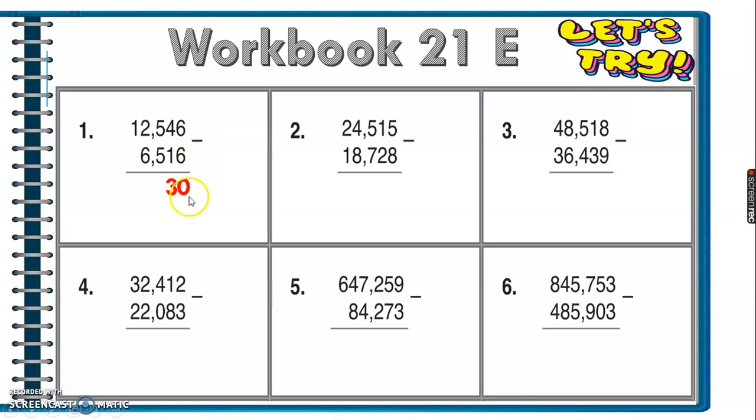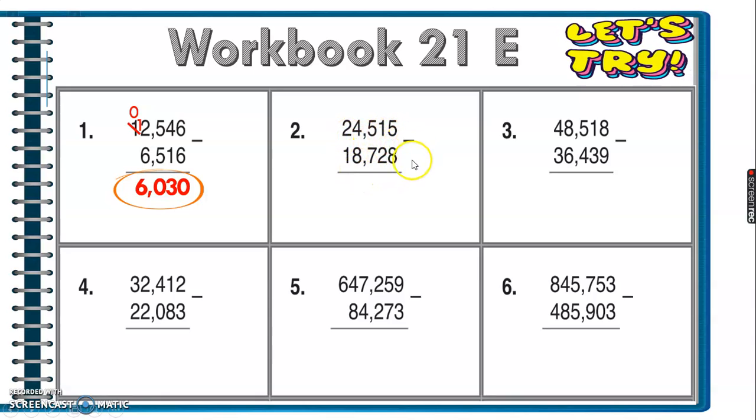4 minus 1 is equal to 3. 5 minus 5 is equal to 0. And 2 minus 6 cannot be, right? So we can borrow from 1, and 1 will be 0, and then 2 will become 12. And then we can subtract. 12 minus 6 is equal to 6. So number 1, the answer is 6,030. Okay, please do copy, kids. This is the answer, number 1. Next, let's proceed to number 2.